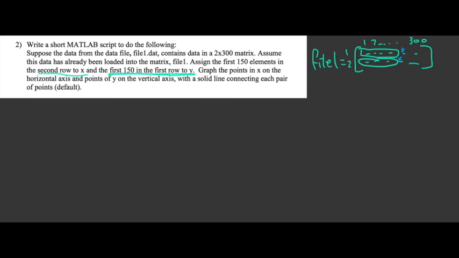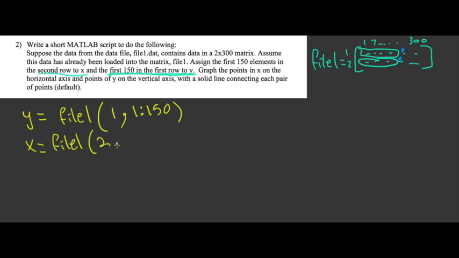So let's do that. We're going to assume it's already loaded for us. So we're going to say y equals file 1, right? And we're going to index it. So we're going to do the rows. So row 1, correct? And then for columns, we're just going to go 1 colon 150. So that'll be all the elements within row 1 to 150. And we'll do x equals file 1, and then row 2, comma, 1 colon 150. And that'll do all the elements from column 1 to column 150.